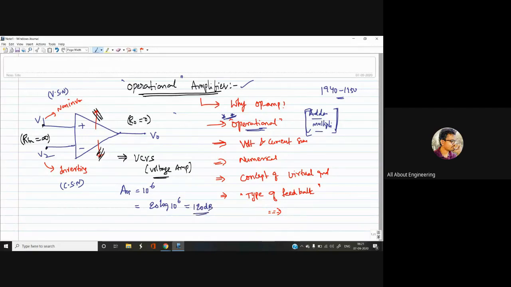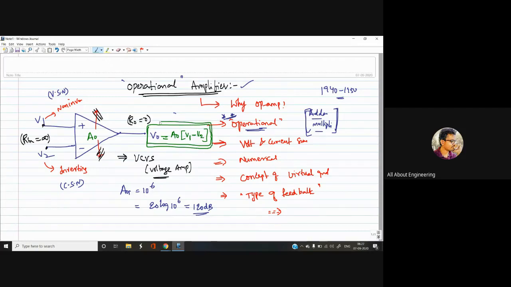So the gain of an operational amplifier is usually very, very large. The standard output equation representation is V output equal to, if you think of the gain of the op amp as A naught, then A naught times the differential input, that is the voltage at the non-inverting terminal, V1, minus the voltage at the inverting terminal, V2.